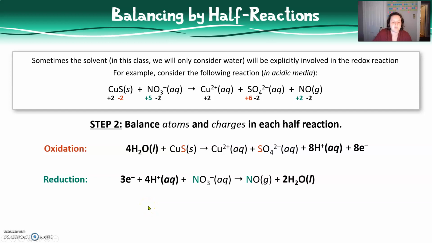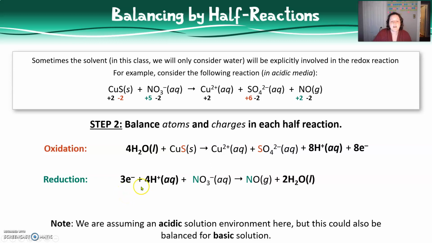Note that the number of electrons in each half reaction matches the change in oxidation state for the element being oxidized or reduced in that half reaction. This is a good way to double check that your balancing makes sense. Another thing to check is that the oxidation reaction should have electrons on the product side, whereas the reduction reaction should have electrons on the reactant side, as these are the rules that these half reactions always follow.